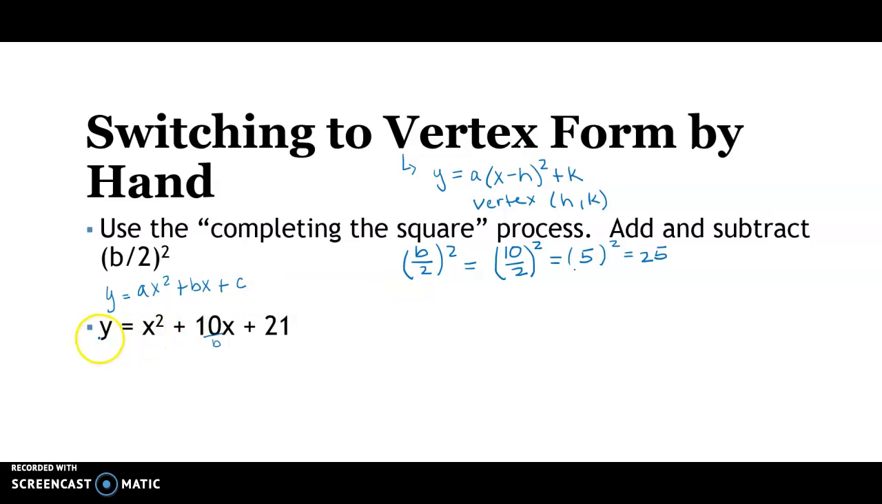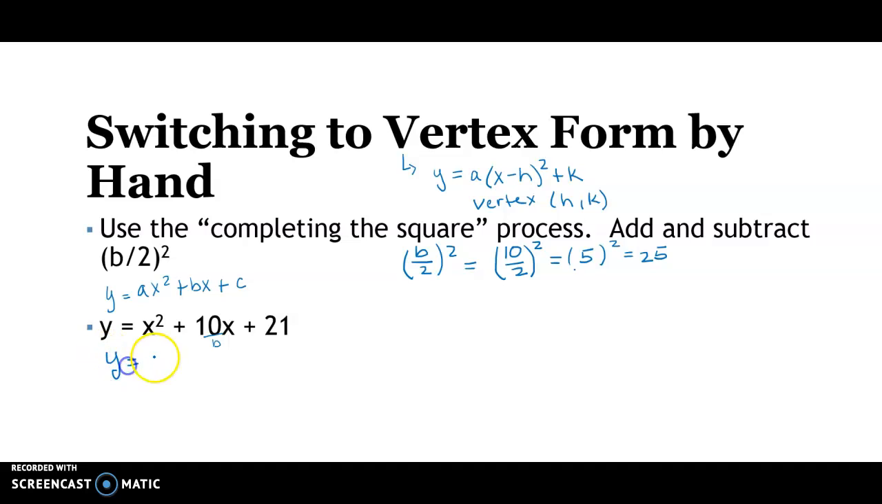Now, we know that within an equation, if we add something to one side, we typically will add it to the other side to keep the equation balanced. But in our case, we want this y to stay all by itself over here on the left-hand side of the equation, because when I look at vertex form, it's still y equals. So in order to keep the equation balanced, I'm going to both add and subtract the 25. But I'm going to do it very strategically.